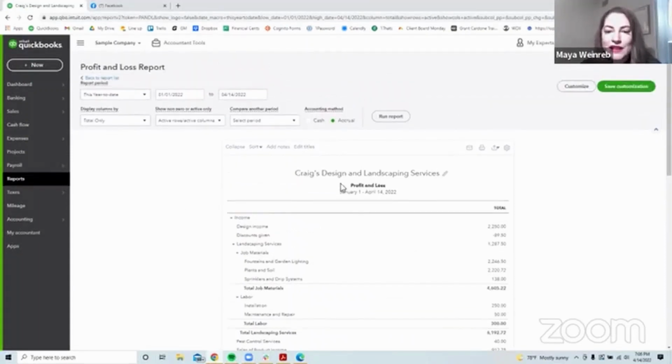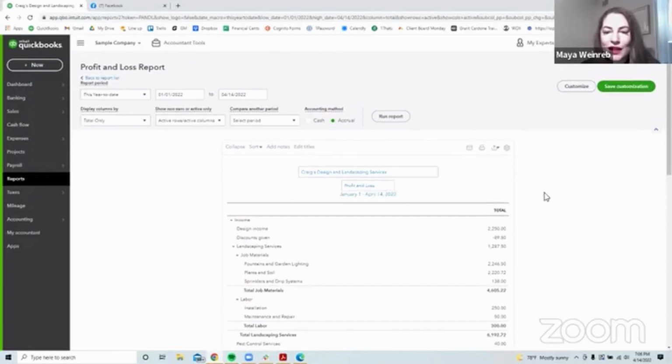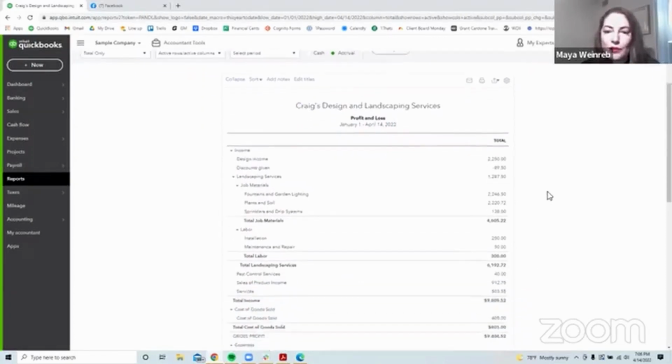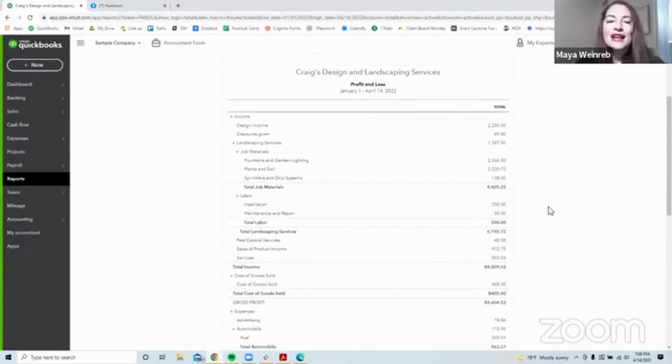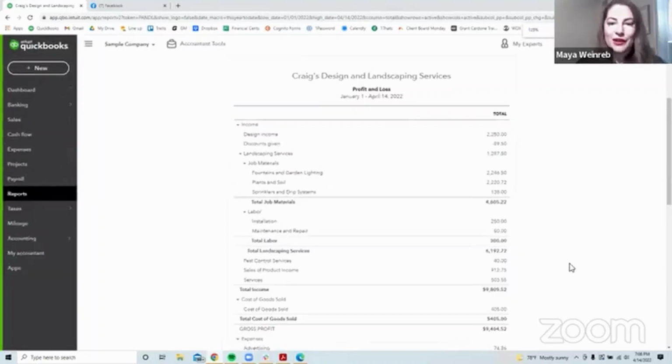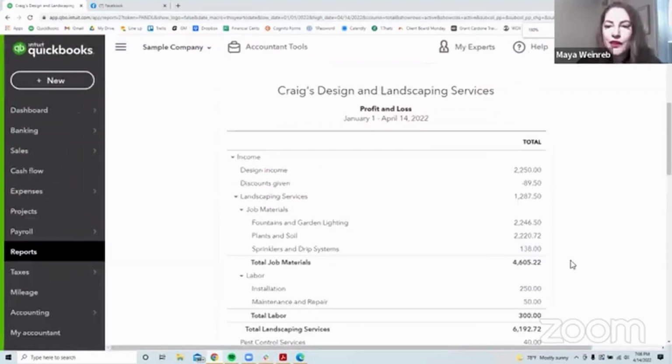Now, as you can see, it's called a profit and loss. It says that right here. You can change the name if you want, but don't confuse your CPA. And here is, let me see if I can make this bigger for you guys. There we go. But at the top, you see income. And they have their income broken down by different types of income. So they've got their design income.